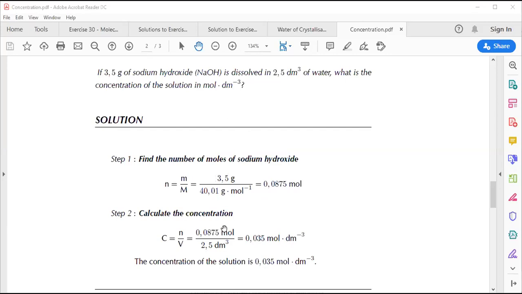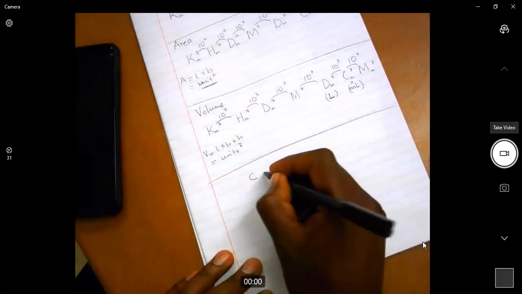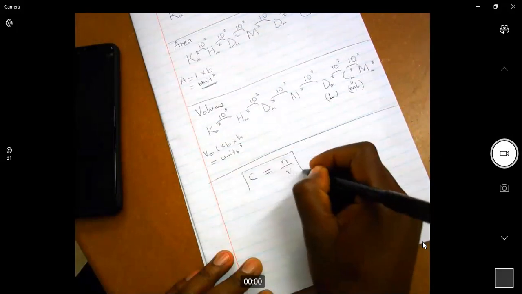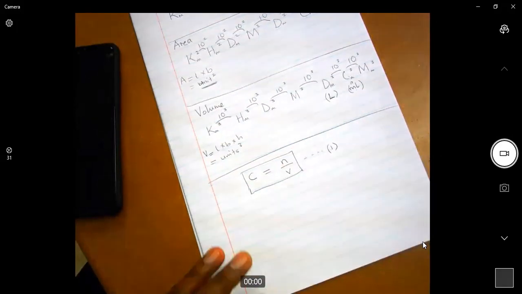You might not like to do it like this. You want to combine it into one. It's still fine. Let me derive another equation that you can use without doing 2 steps. You can just do 1 step. So you can say concentration is equal to number of moles over volume. We call this equation 1. This is what we have learned for now.